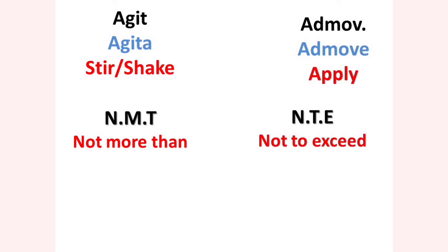And another is ADMOV. Admov, which means admove in the Latin language and apply in the English language. It is used for any topical drug. If they prescribe any topically used drug, then they will use this word admov, which means apply. Another is NMT, which means not more than. Another is NTE, which means not to exceed. These both terms look similar, NMT and NTE.